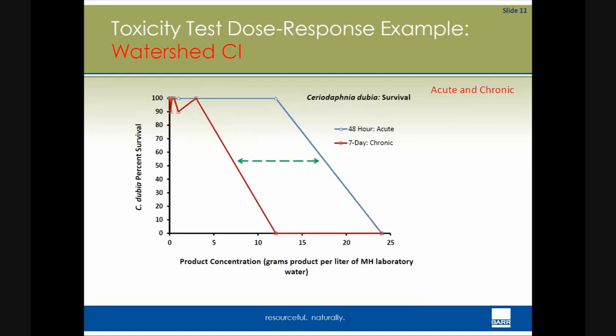Slide 10 shows that same kind of relationship for Ceriodaphnia dubia. However, typically for Ceriodaphnia dubia, there was a much larger differential between acute and chronic effects. The reason for that is that Ceriodaphnia dubia is a very sensitive species, and the duration is 2 days versus 7 days for the Ceriodaphnia dubia.